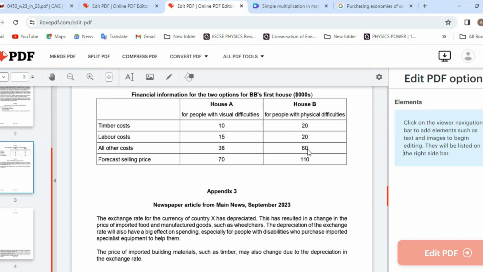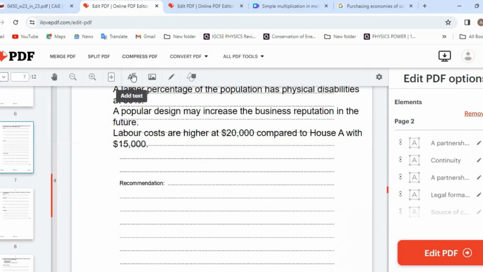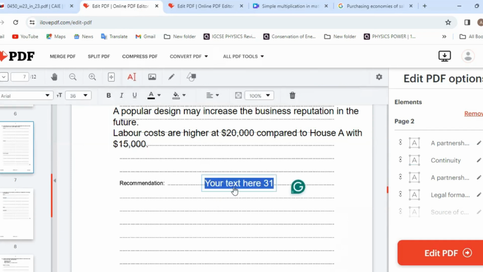Okay, for house B, we have $100,000 for the cost, while the selling price is 110. Of course, we have a profit of 10,000. By using the profit, building house B will give a higher profit of $10,000, which is even 3,000 more than house A. Let's try and put that in our recommendation.